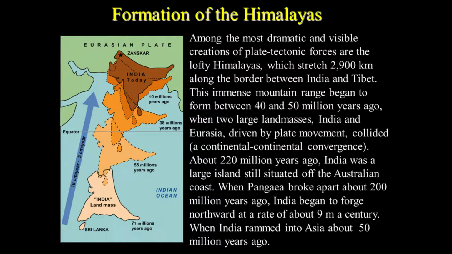About 220 million years ago, India was a large island still situated off the Australian coast. When Pangaea broke apart about 200 million years ago, India began to forge northward at a rate of about 9 meters a century. India rammed into Asia about 50 million years ago.